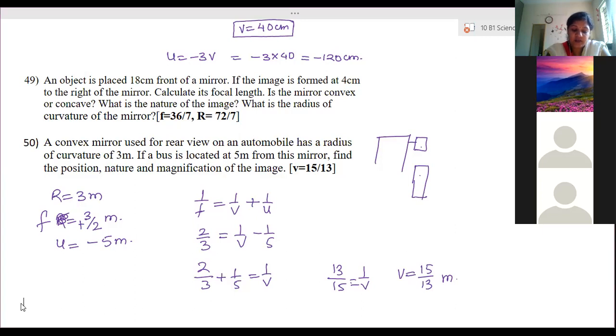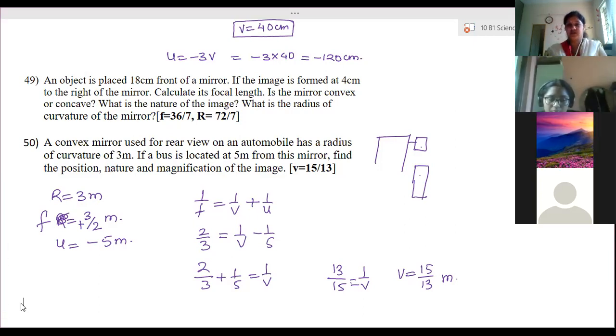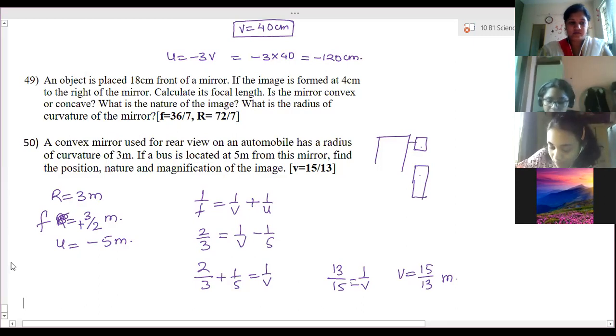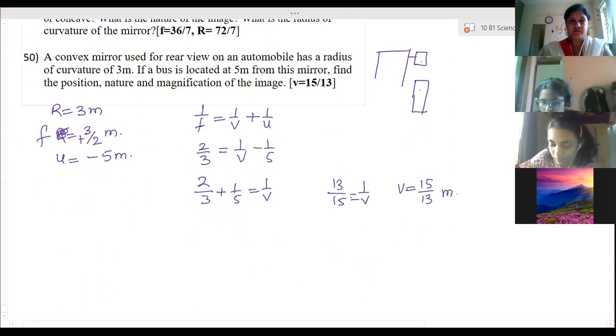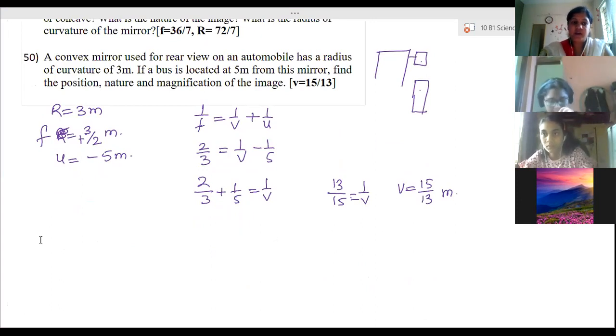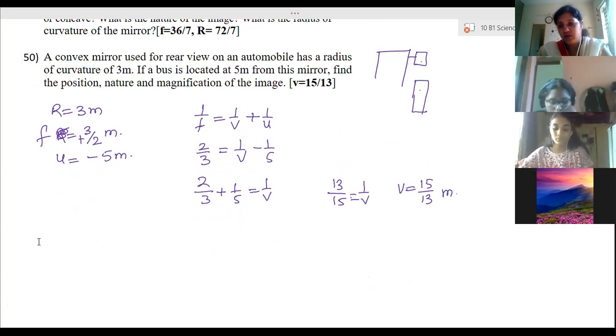Now the next part is numericals. Clear, everyone? Now you are able to do sign conventions, everything clear? Yes, ma'am. So now the next part is uses of these mirrors, where we use concave mirror and convex mirror and why.